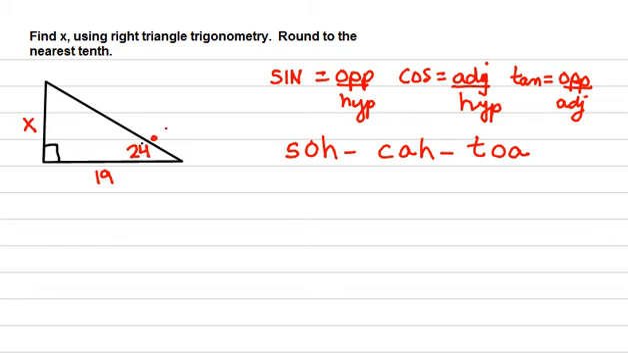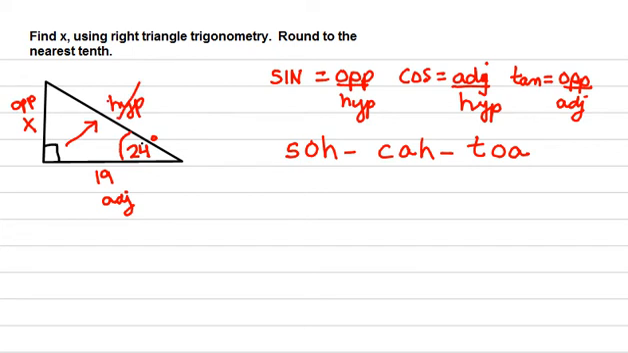The first thing we need to do is figure out what x and 19 represent in that triangle. For example, if we look at our non-right angle, the 24 degree angle, x is completely opposite of 24, whereas 19 is the adjacent side to 24, because the side opposite the right angle is always the hypotenuse.